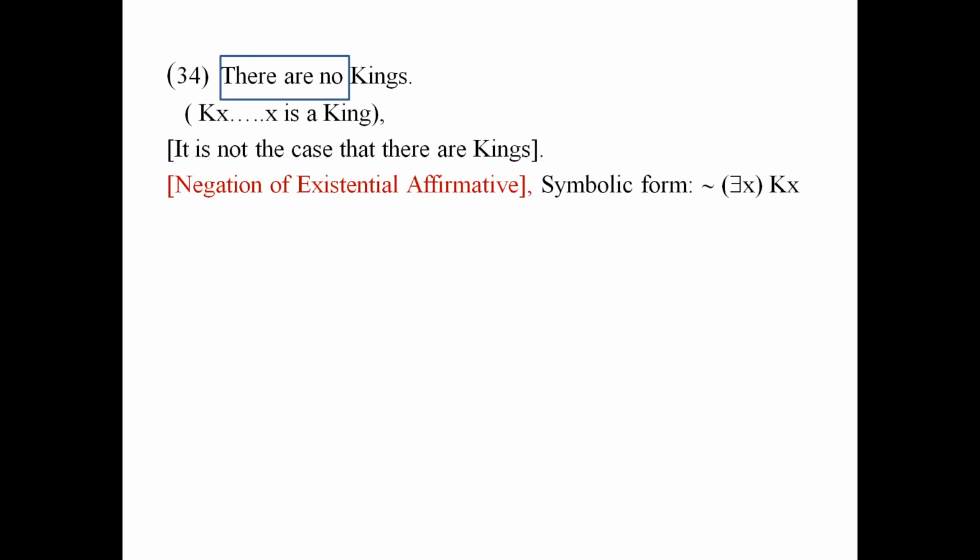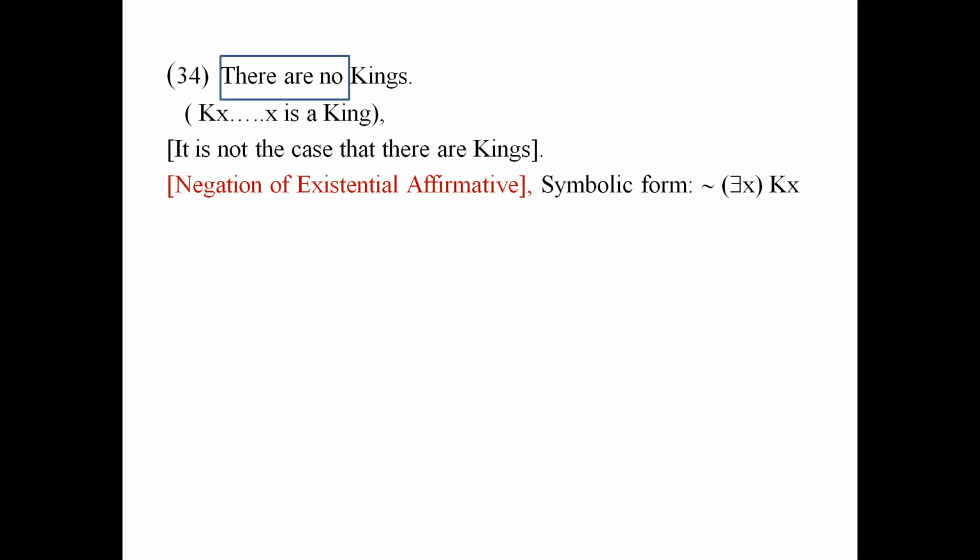Then we come to 34. There are no kings. Here there are no is used means it is not the case that there are kings. So it is negative of existential affirmative proposition. The symbolic form will be curl existential quantifier phi x. Instead of phi you will write K, capital K. So it will be written as curl existential quantifier Kx. It will be read as it is not the case that there is at least one x in the class such that x is a king.